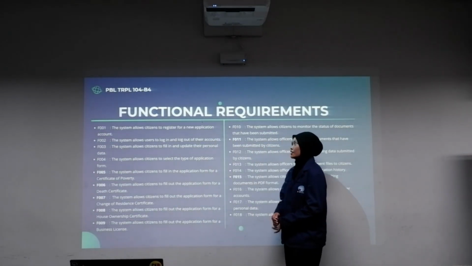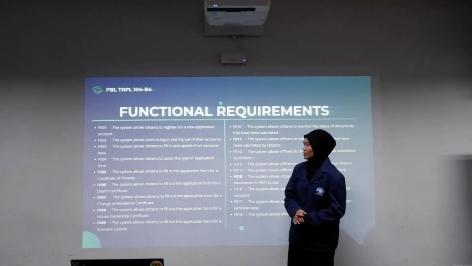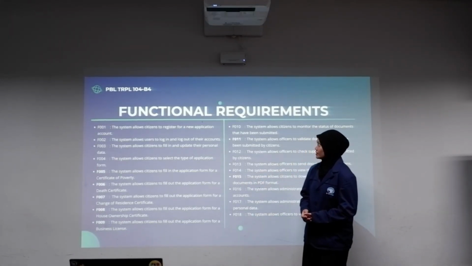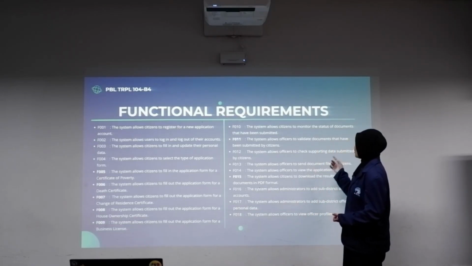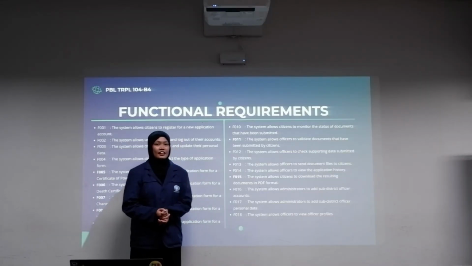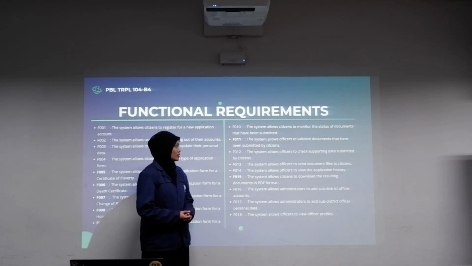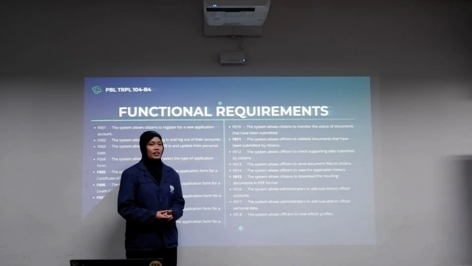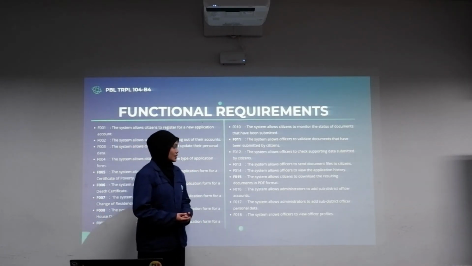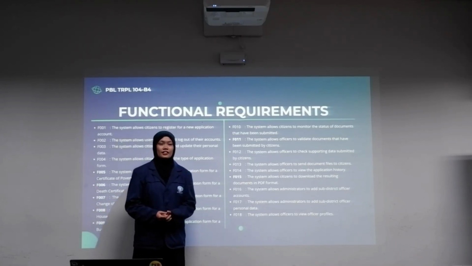So there are 18 functional requirements in this application. So the register, login and log out. Citizens can update their personal data, select and submit the document they want, monitor the status of the document, and download the PDF result. For the officer, they can check and validate the document from citizens. They can also send the PDF result to citizens and view the history. For the administrator, they can add accounts and officer data.